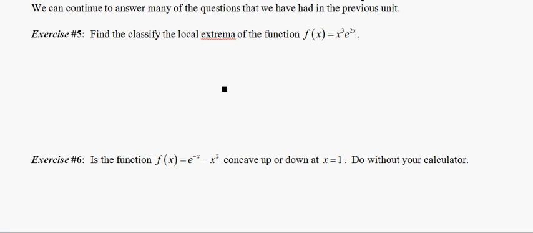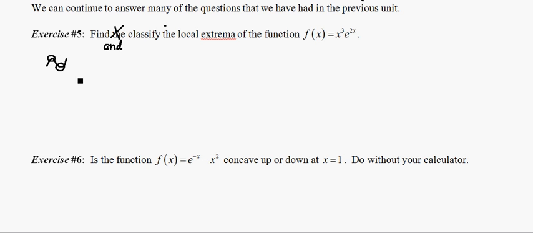Exercise number 5 gets at that. There's a little bit of a typo. This should really say find and classify the local extrema of the function f of x equals x to the third times e to the 2x. So we want to locate them, find their x-coordinates, and figure out whether they're maximums or minimums.